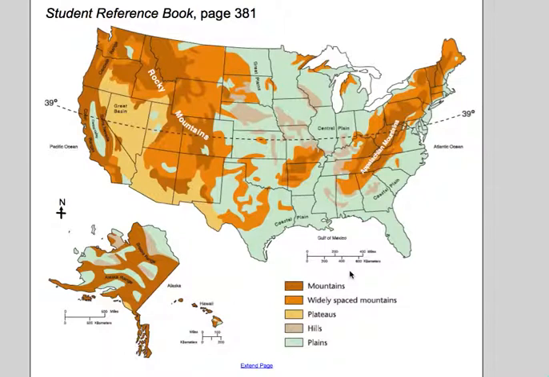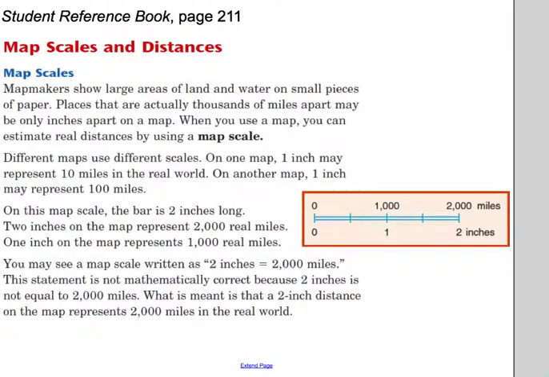I would like you now to turn your student reference book to page 211 and follow along as I read at the top of the page. Map scales and distances. Map scales. Map makers show large areas of land and water on small pieces of paper. Places that are actually thousands of miles apart may be only inches apart on a map. When you use a map, you can estimate real distances by using a map scale. Different maps use different scales.